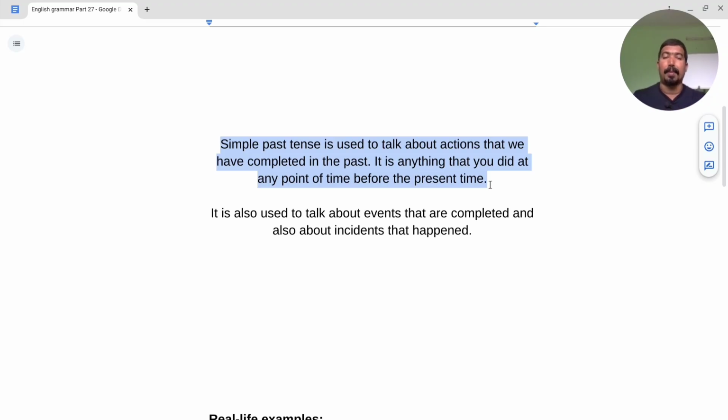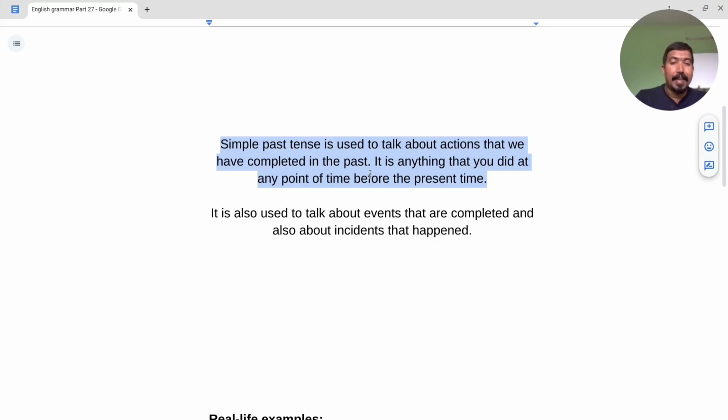that you can express in simple past tense. Something which you did, something which you completed, any event that is completed, any incident that happened, be it today, before this present time, any time. This is afternoon time, so maybe 1 minute before this present time, 1 second before, an hour before, or today morning, yesterday, last week, last month, last year, before 10 years. All these things can be expressed in simple past tense.